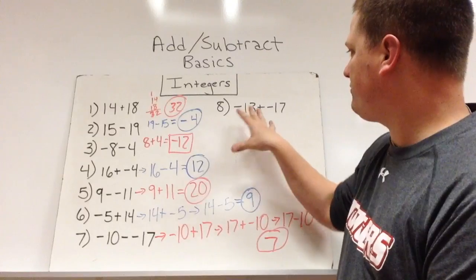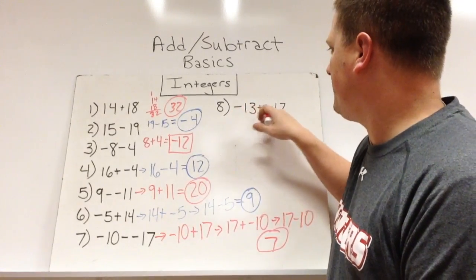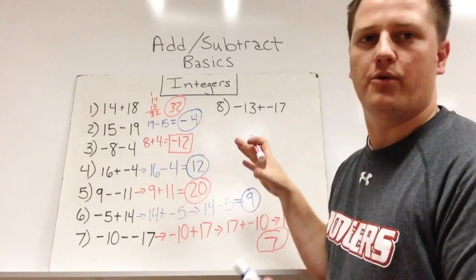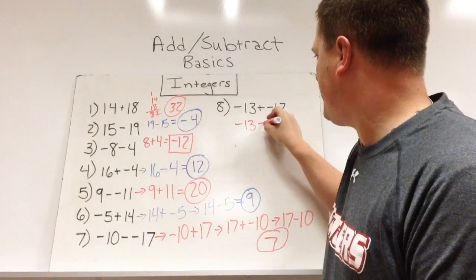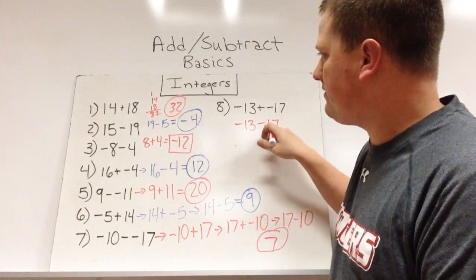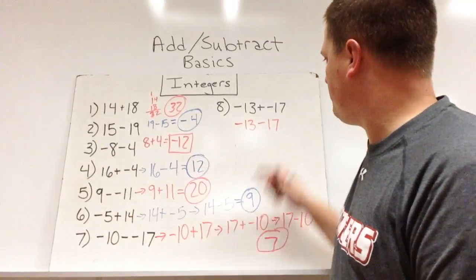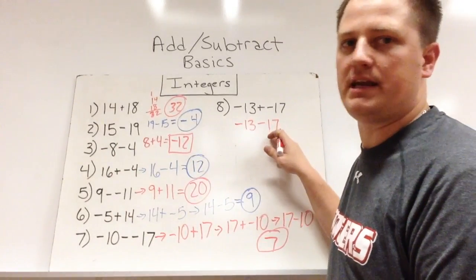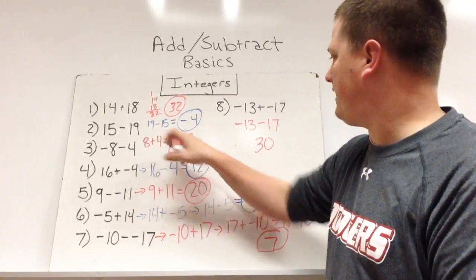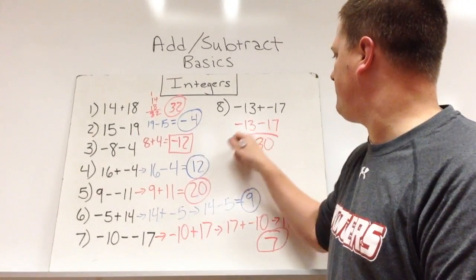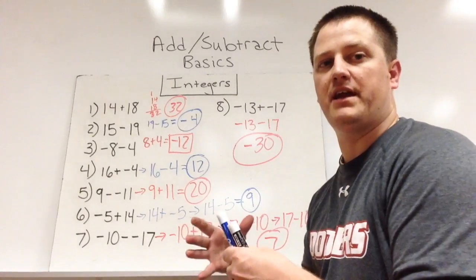Okay, so our last one is number 8. Negative 13 plus negative 17. The rule here tells us to go negative 13 minus 17. This then takes us back to step 3. Step 3 says just add them. 13 and 17 make 30, but it says to make your answer negative. So negative 30. Okay, this was our basics of integers.